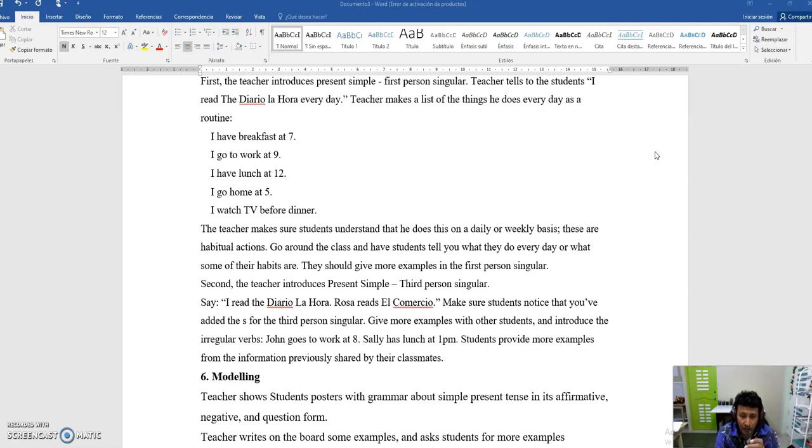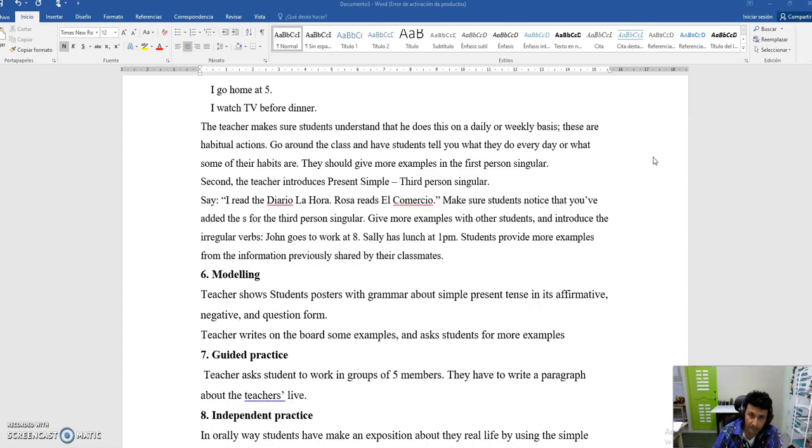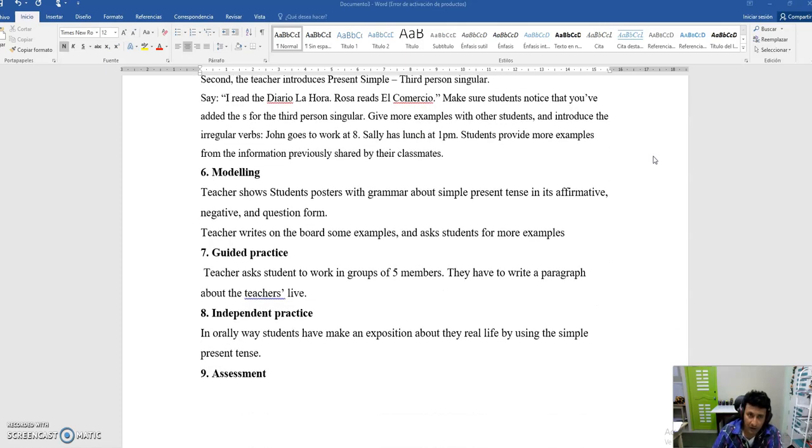Sally has lunch at 1 p.m. And students provide more examples from the information previously shared by their classmates. And let's continue with the lesson plans. It's a process. Now I have the 6 steps.